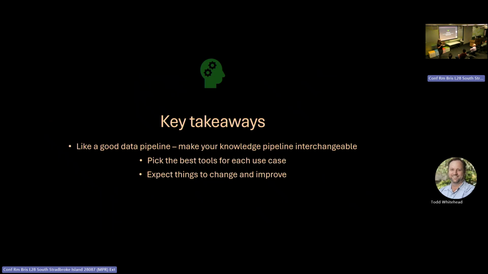Make your knowledge pipeline interchangeable. At the moment, you might need a piece for every little part of your pipeline, and as things get better, you may end up just being able to drag and drop that document in the future and it just works. But if you make it a good data pipeline, you can flip these things out as things get better. You might find there's better ingestion, better indexing in the future. So make it interchangeable.